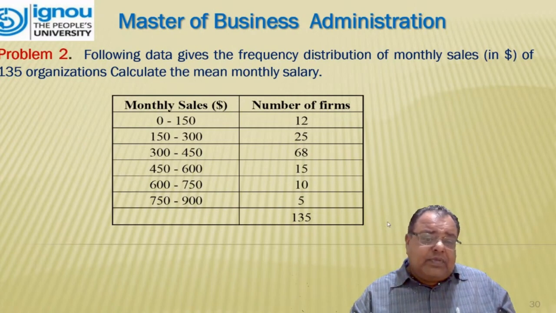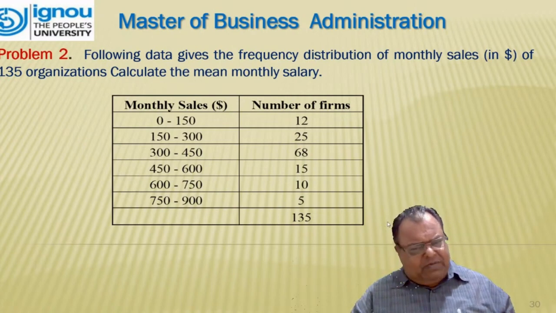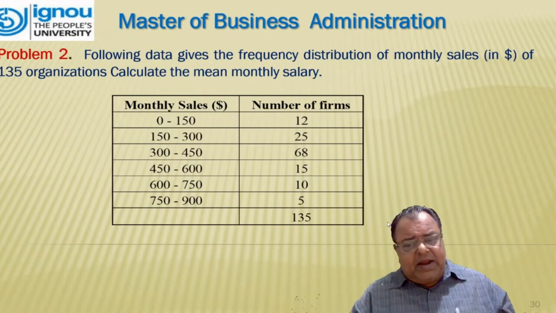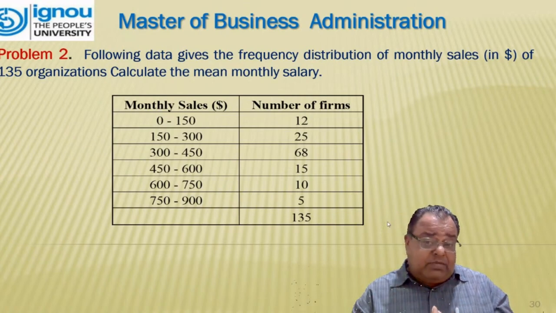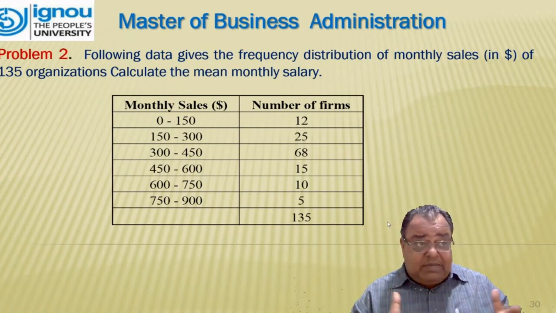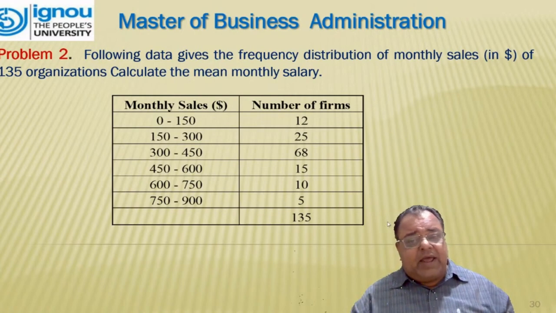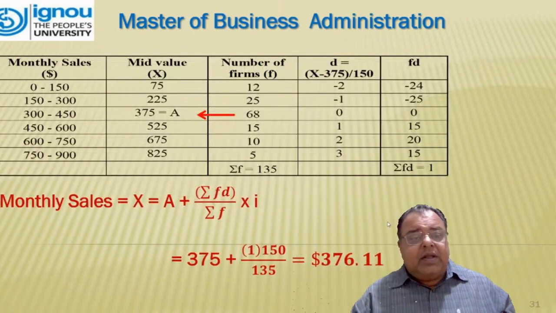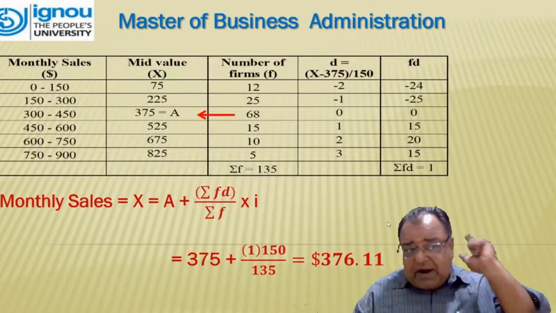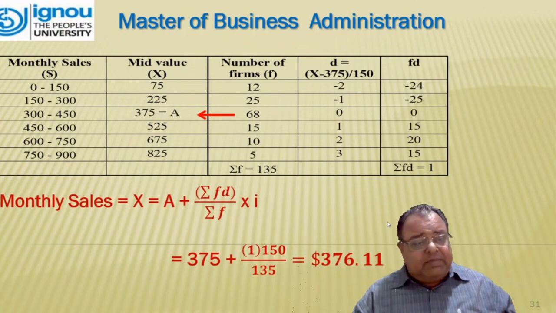Now, the problem looks similar to what we have done earlier, but here you can see that the number of firms is a 2-digit number and these numbers are too big: 12, 25, 68, 15, 10, 5. That means we will be using another method for calculating that. Now we have to find out the monthly sales. This monthly sales and number of firms is given to us.